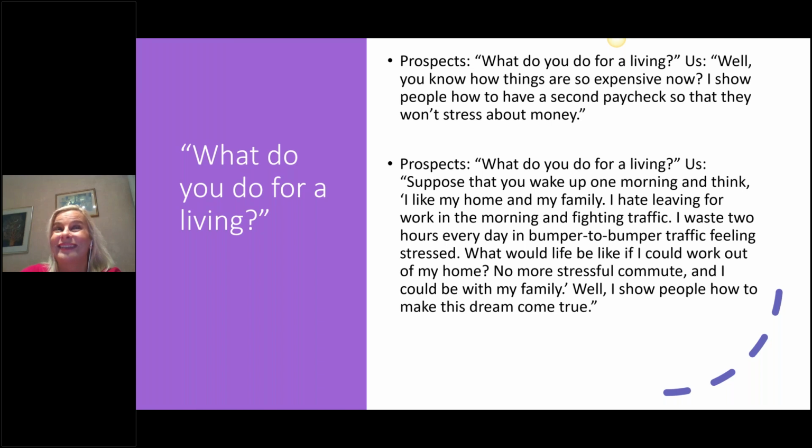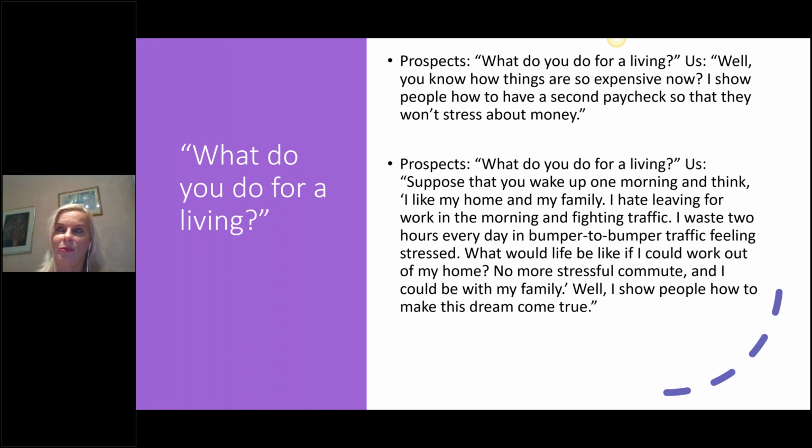Yeah, things are damn expensive. I have to spend so much more money than just a few years ago. You see, gold is the perfect solution, right? Anyway, let's go ahead with: well, you know how things are so expensive now. Yeah, you want them agreeing. Well, look, I show people how to have a second paycheck so they won't be stressed out about money. That sounds good. How do you do that?